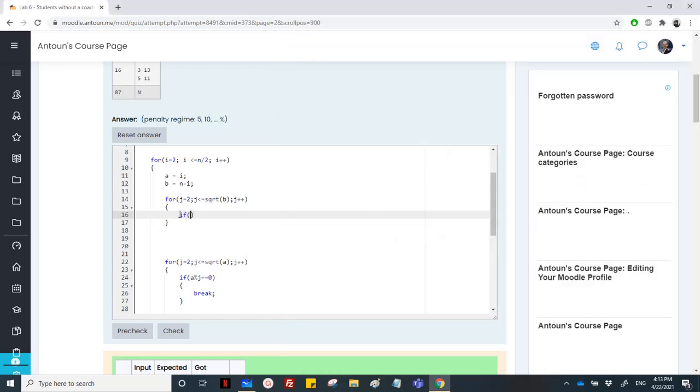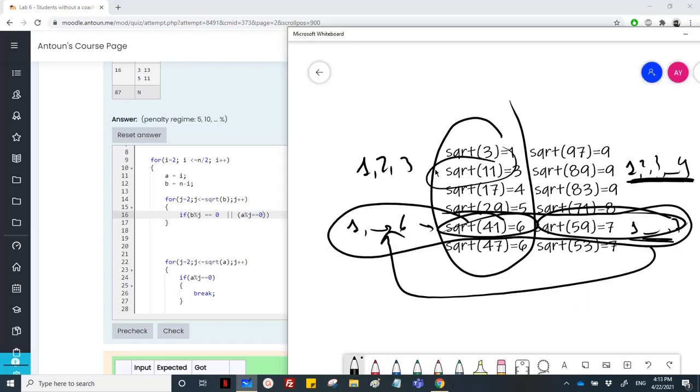So if B modulo j is equal to 0, it means j divides the number B. Or we have A modulo j, so j divides A, but however, I should be sure that j is less than the square root of A. Because I have here, for example, 9, the square root of A is equal to 3, so j here, I should stop at the 3.